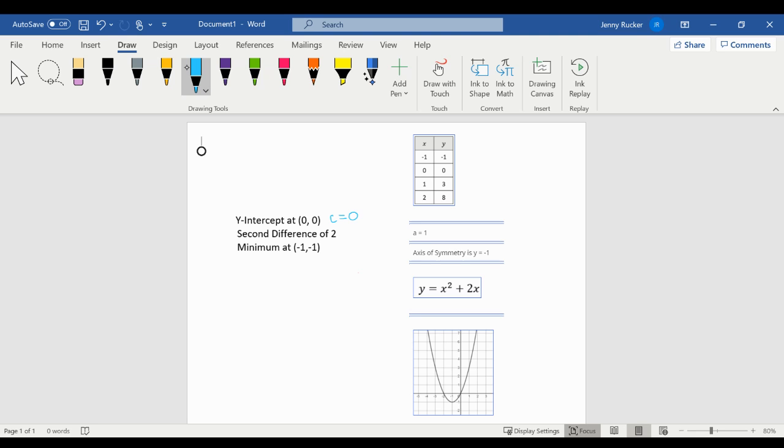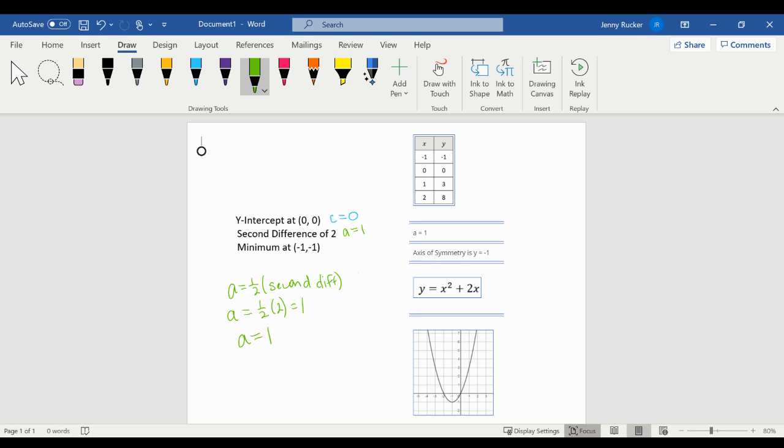All right, we're told a second difference of 2. That has a connection to a in my equation. I know that a is equal to half of the second difference. So for this problem, a is equal to 1/2 of 2, which is 1. So I get a equals 1 from the second difference of 2.